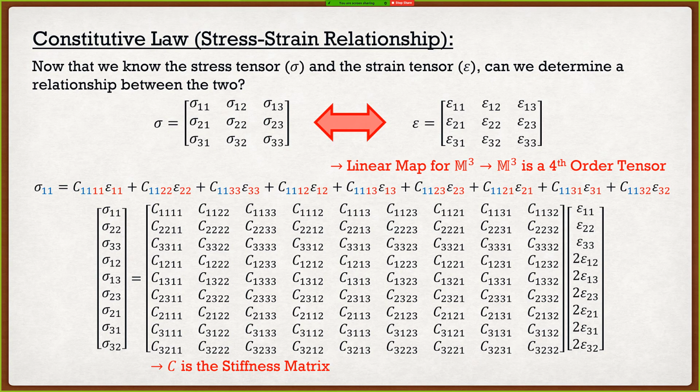Now, if we take a step back, we can see the matrix is 9 by 9, so it has 81 constants. Really gross. No one wants to deal with 81 constants. So the whole goal of constitutive laws is: how can we take this most general form and simplify it?